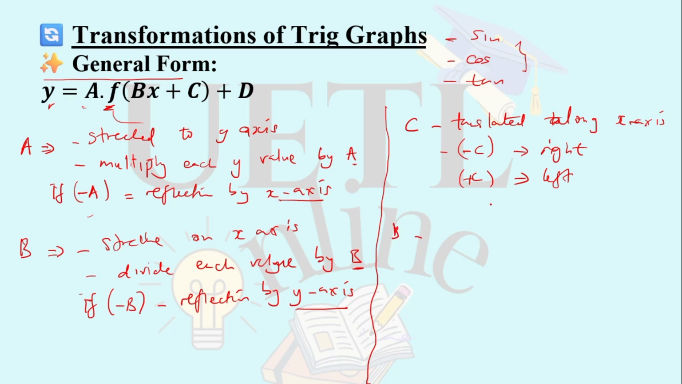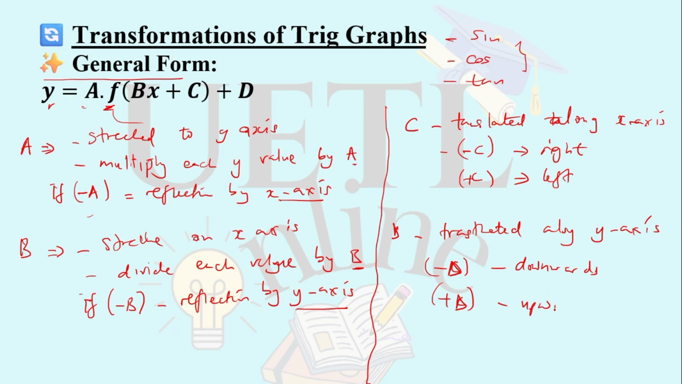So D means that it's going to be a translation along the y-axis. In this case, if D is negative, this means that the graph has been moved downwards. And if this D is positive here, this means that the graph has been moved upwards. So these are the transformations we are going to do.